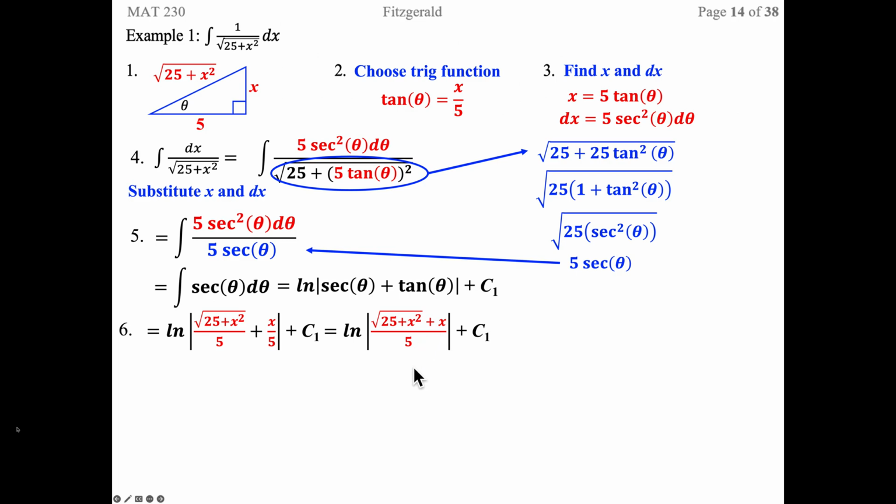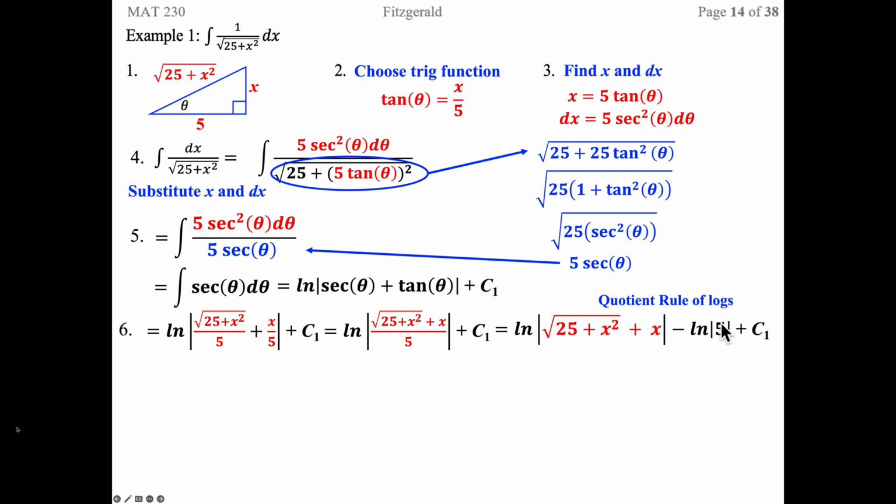Now, here's where you have to remember some old algebra. When you divide inside the argument of your natural log, inside these absolute value bars is your argument, you can use the quotient rule of logs. That says you can take the natural log of the numerator, so the natural log of the absolute value of the square root of 25 plus x squared plus x, minus the natural log of whatever factor you have in the denominator, which is 5. So the natural log of 5, or absolute value 5, it's still a 5.